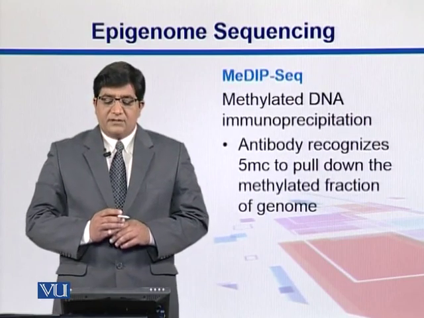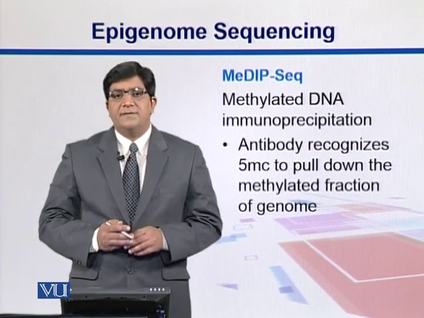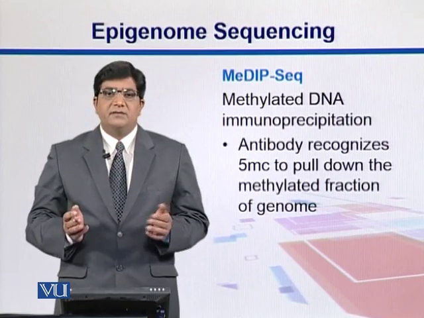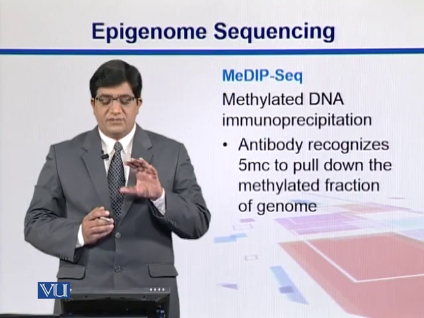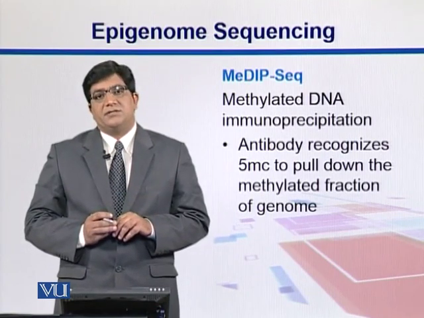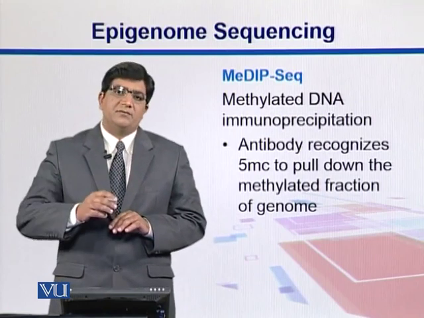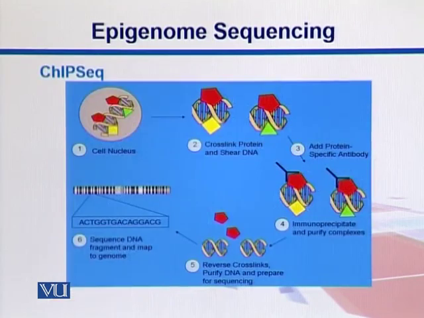In MeDIP-seq, we identify the methylated DNA by immunoprecipitation. We take antibodies and we design some specific proteins which go there and attach to those cytosine residues that have been methylated, and then we design antibodies to capture them. This is somehow related to another technique, ChIP-seq. A similar method is adopted.